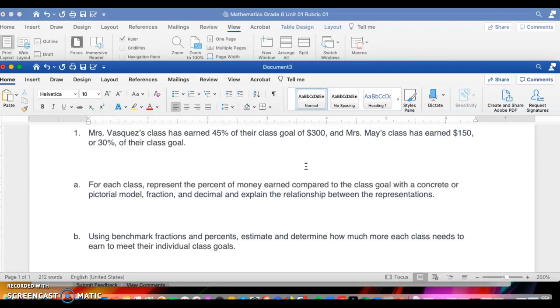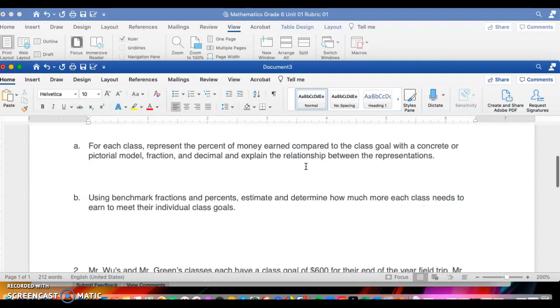So just by looking at the first question, I see money and I see percents. So money and percents is going to be a skill that they need to have by the end of this unit. They should be able to find how much 45% is of 300 and 150 being 30%. We should be able to find their whole class goal.